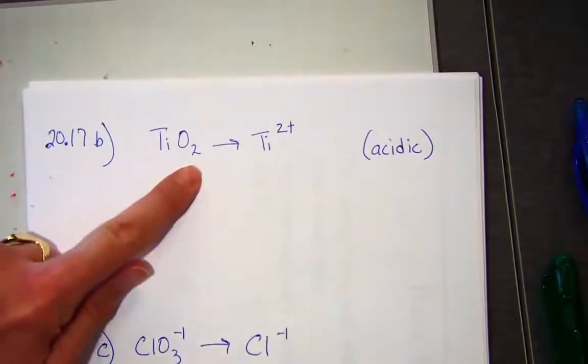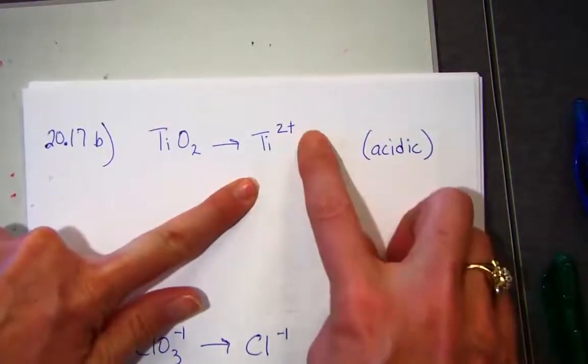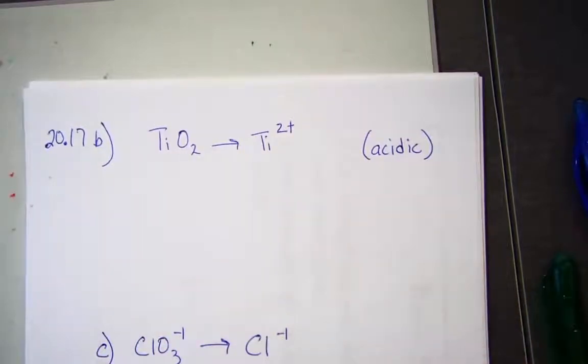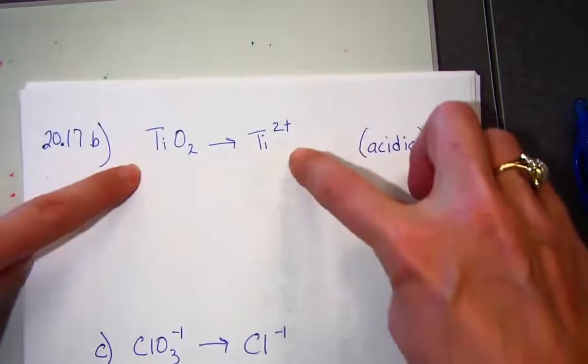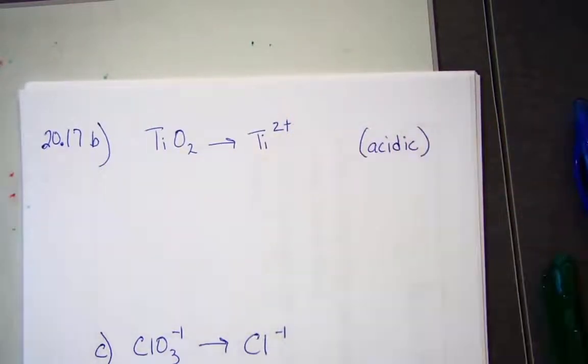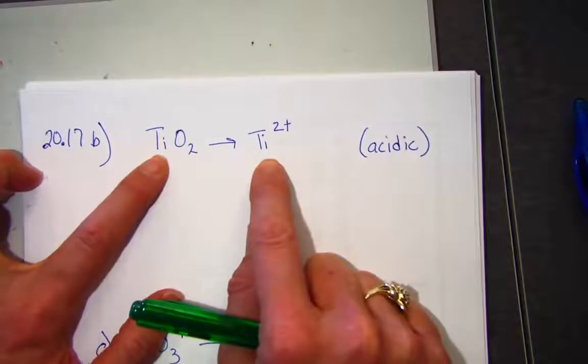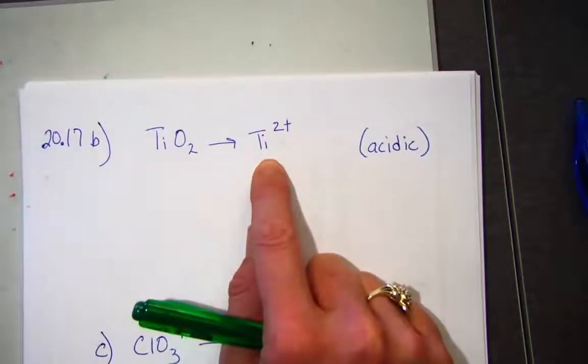Titanium dioxide produces titanium +2. So this is a half reaction. Rule number 1 in balancing, break them into 2 halves. That's already done. It's already broken in half. So we would add it back to something else. Rule 1, break it in half. All done. Rule 2, balance everything that's not an H or an O.